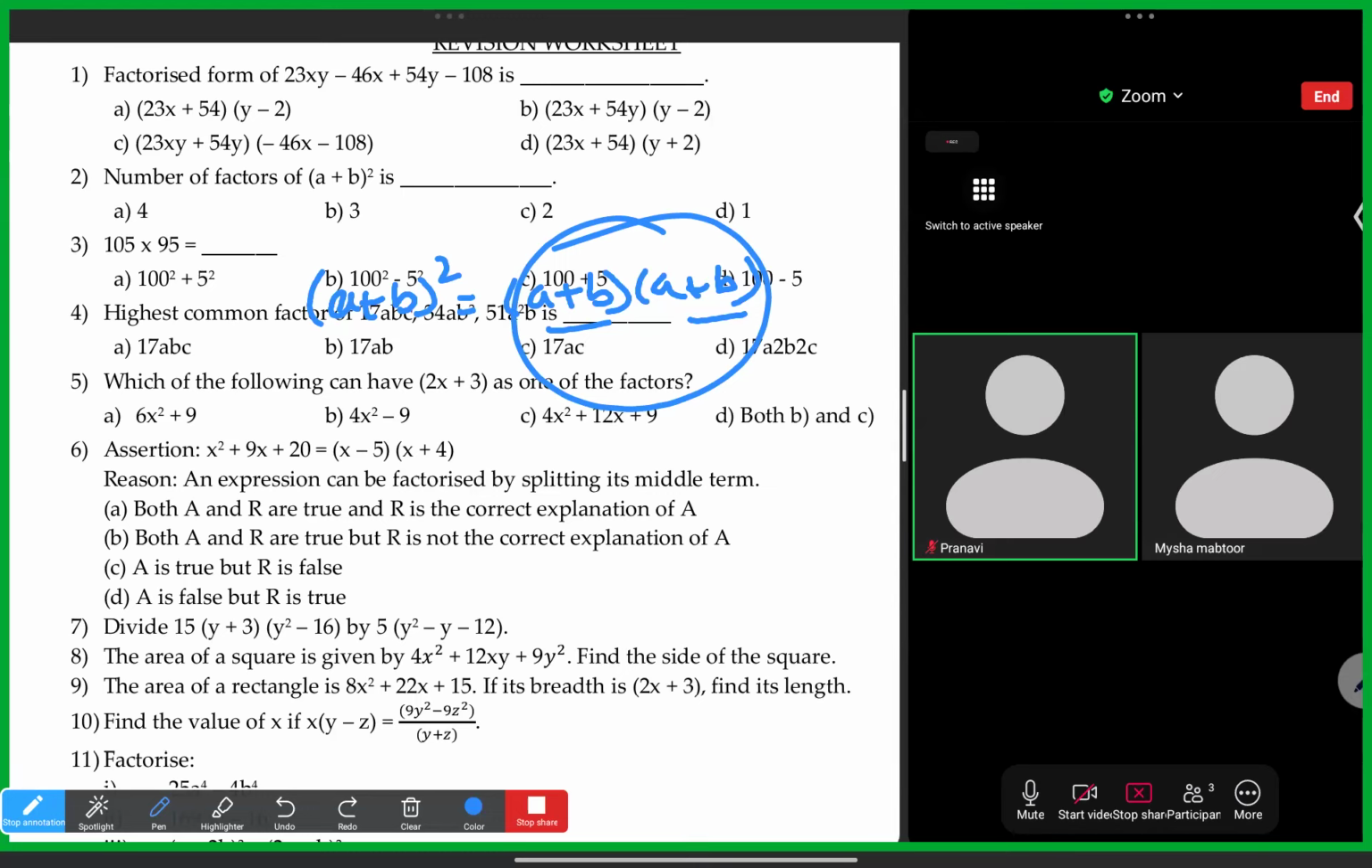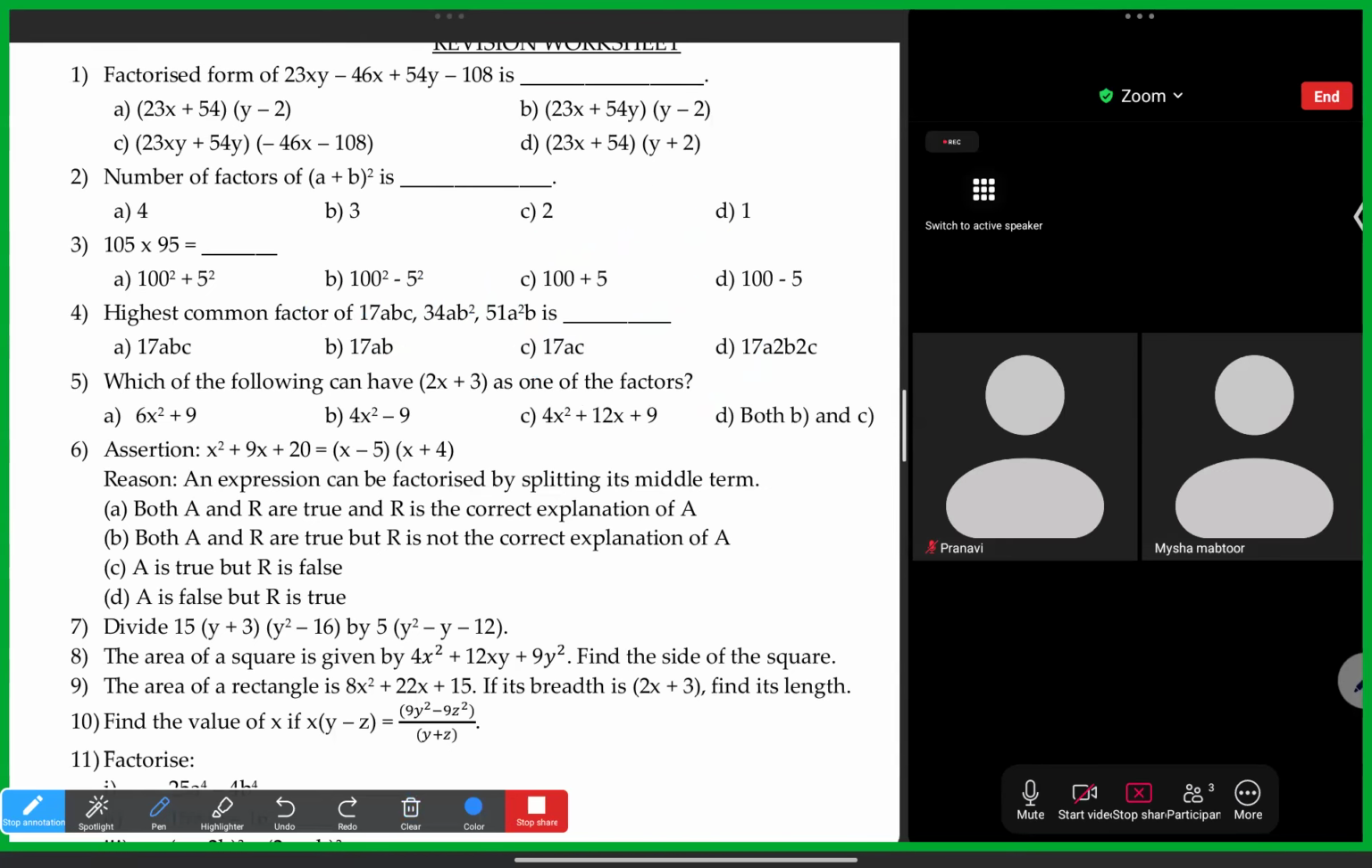What is the answer which your school teacher said? It will be 2 only anyway, because it's the same factor. A plus B only will repeat itself 2 times, because it's whole square, no? That's why the answer is 2.